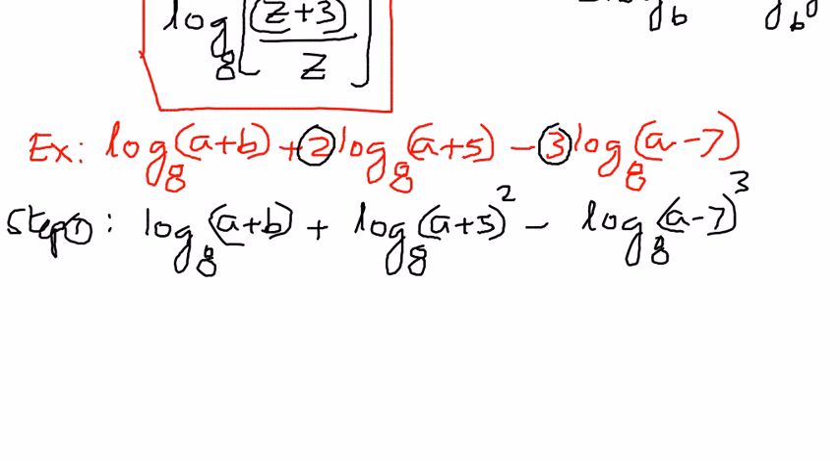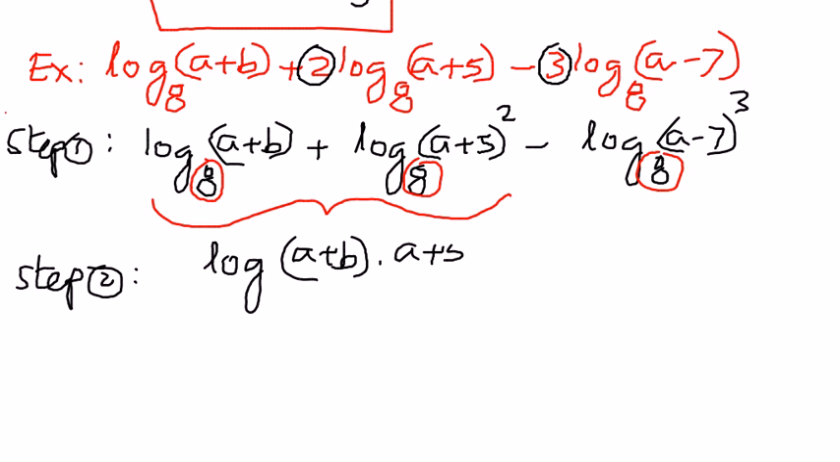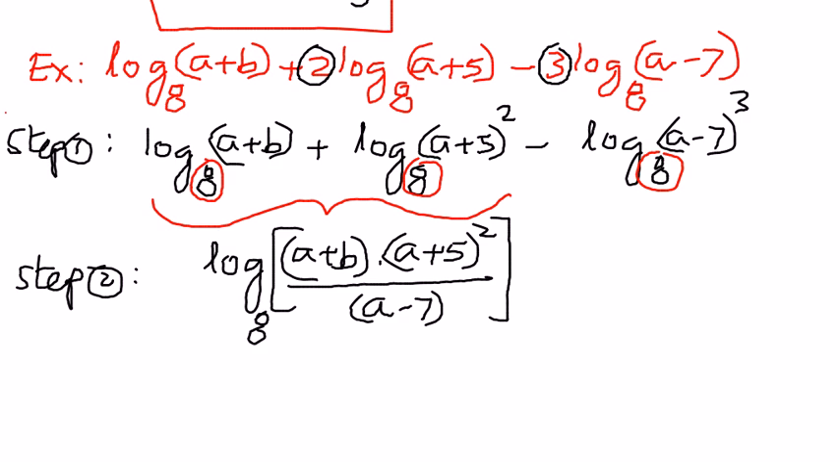Now, since the base is the same for all three logarithm expressions, we can combine them. We can combine the first two as the product, and then we can combine the third one as a quotient. Since we have a negative sign, we can write it out as a quotient. So we can put all of this together and write it out as follows. Step 2. Log of (a + b) times (a + 5) to the power of 2, the whole thing divided by (a - 7), and this whole expression is to the base 8, and that's the way we want to write this one out.